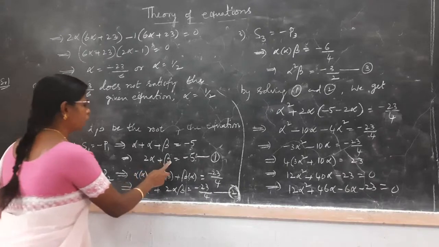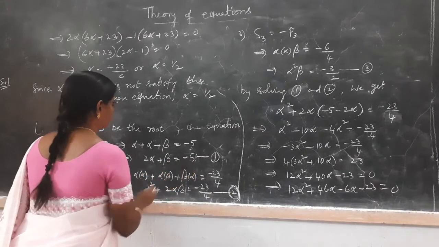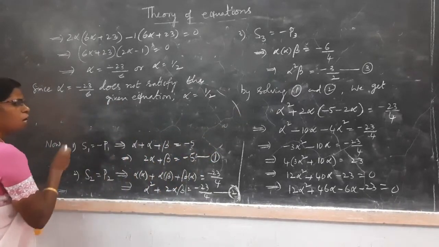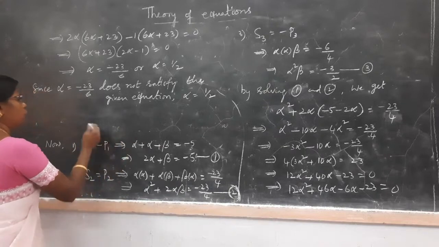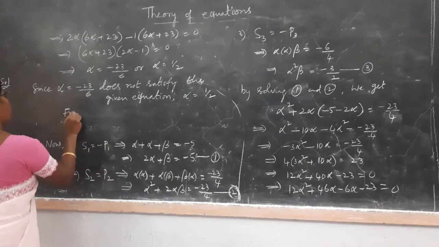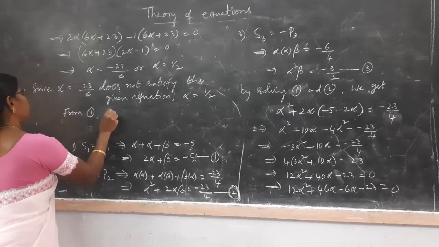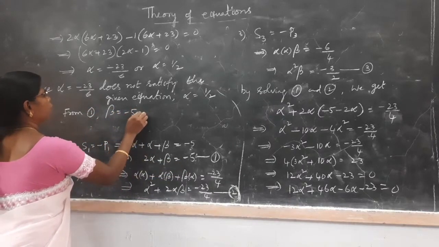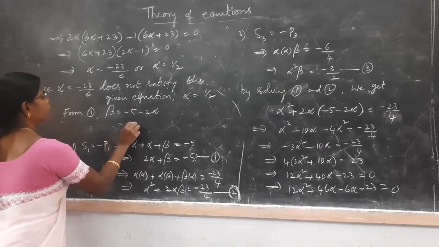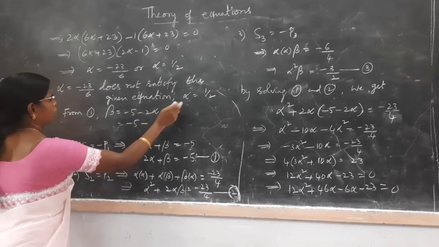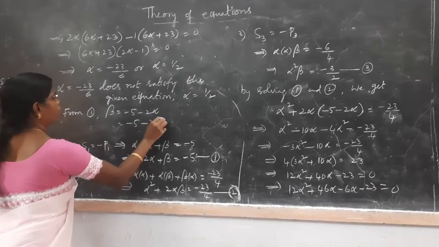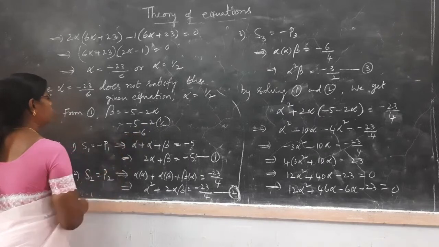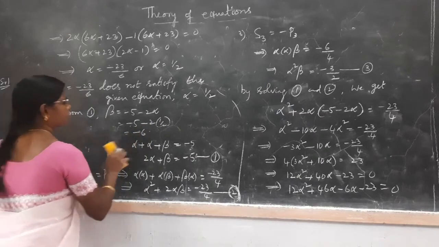ఇంకా బీటా కావాలి అంటే ఇక్కడ -5 -2 ఇందులో సబ్స్టిట్యూట్ చేస్తే బీటా వస్తుంది. ఓకే, మనకి వాట్ ఆర్ ద రూట్స్? ఆల్ఫా అండ్ బీటా. సో ఫ్రమ్ 1, beta is equal to -5 -2 alpha. This is -5 minus 2 into alpha. Alpha is 1 by 2. So -5 -1 is -6. Okay. So we got all the roots.